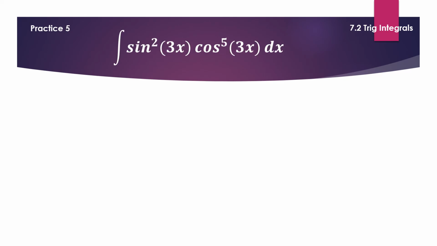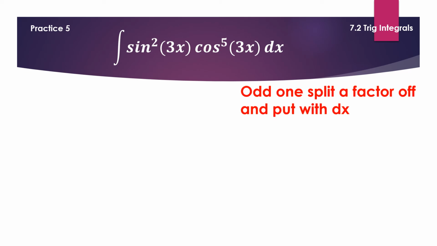Integral sine squared 3x times cosine 3x to the power of 5 dx. We'll see sine 3x has the power of 2, it's an even number. Cosine 3x has the power of 5, it's an odd number. So we have only one odd power here. Use our tip: the odd one will need to split a factor off and be put with dx. So we'll rewrite our integral as sine squared 3x times cosine 3x to the 4th times cosine 3x dx.